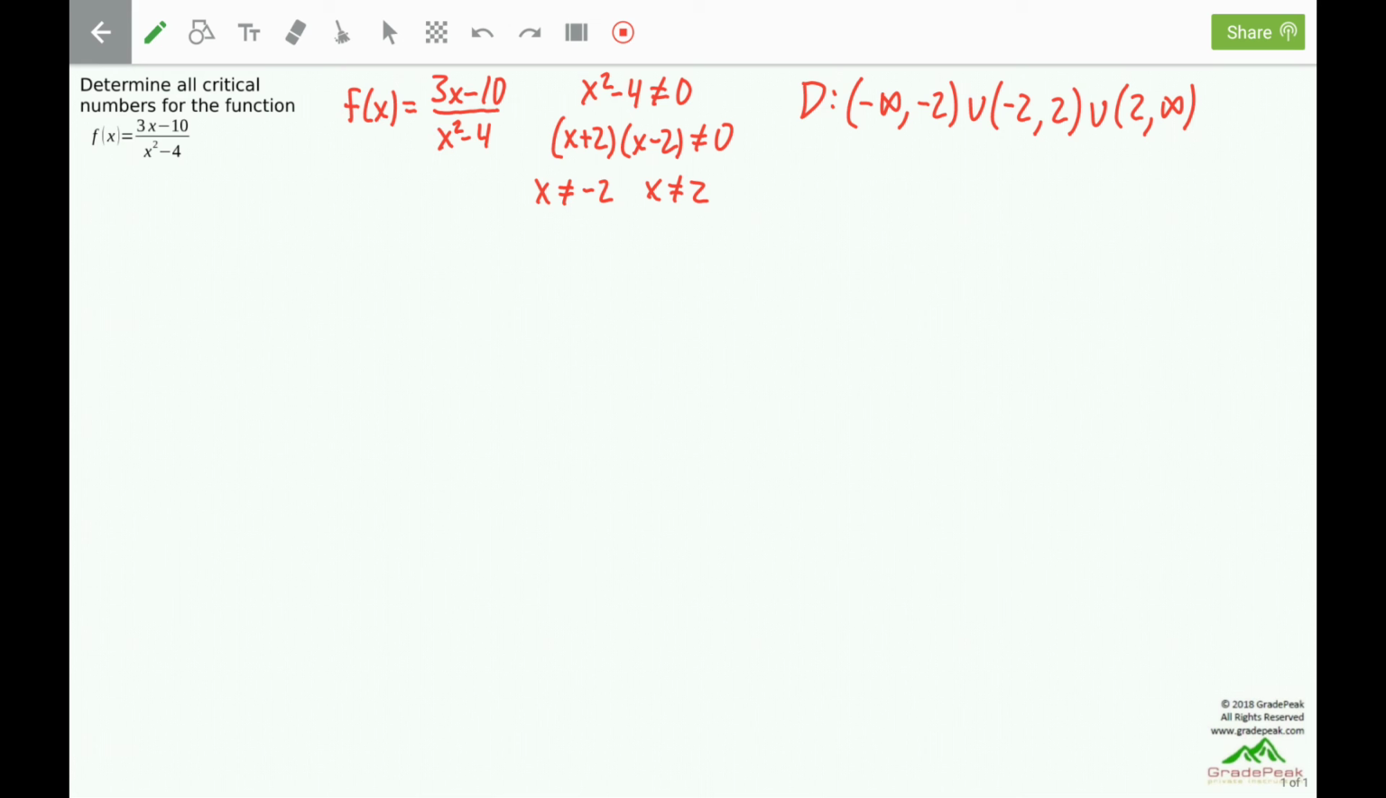Next thing to do is find the derivative. We have a quotient here, so we'll make use of the quotient rule. Derivative of the numerator is a 3 times the denominator left alone, minus the numerator left alone times the derivative of the denominator, and the entire thing over the denominator squared.